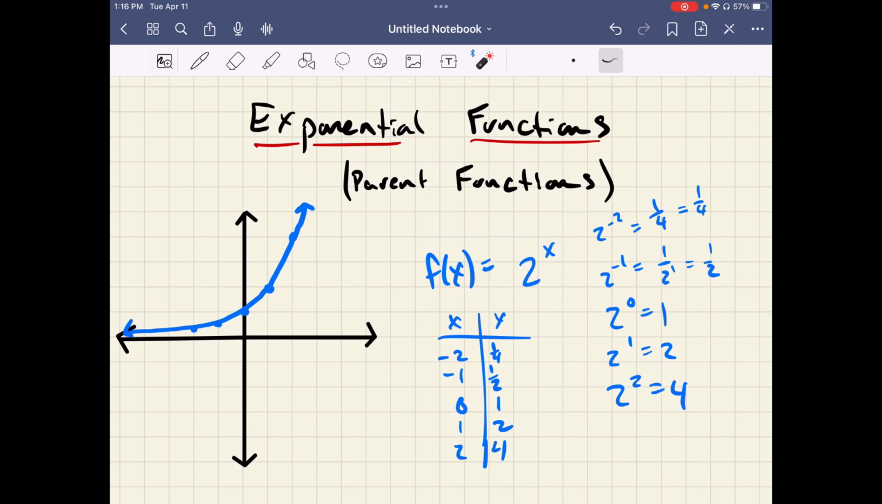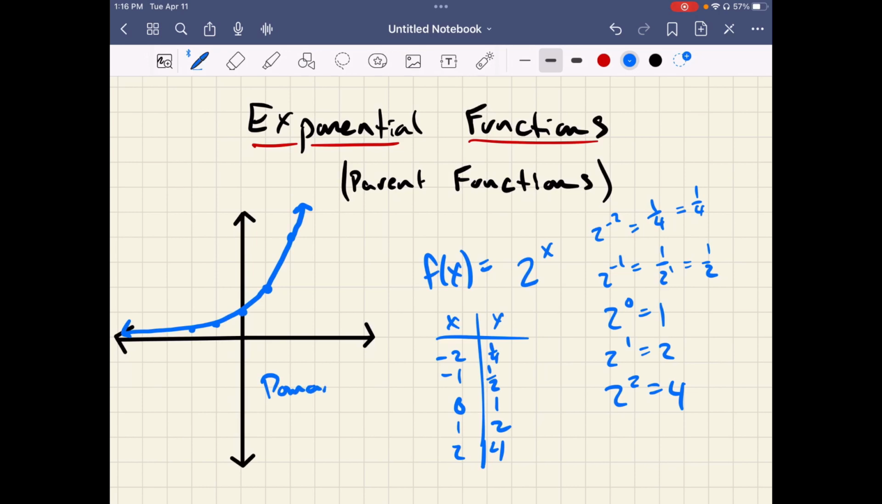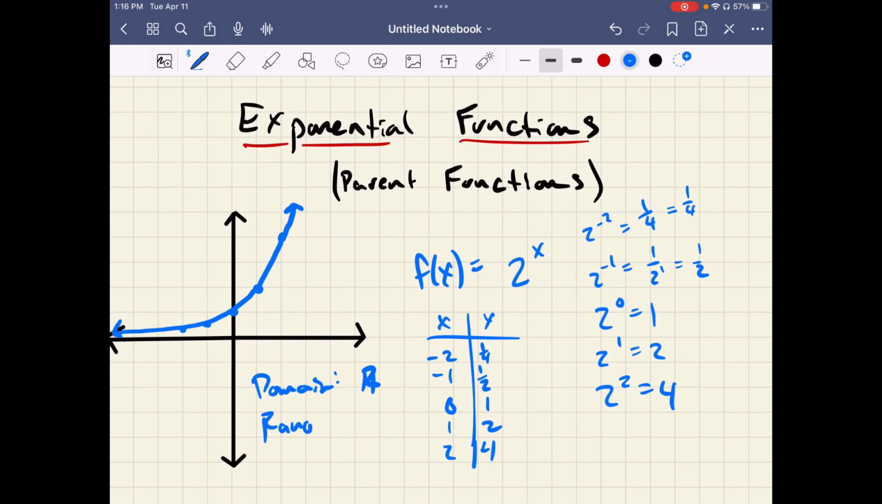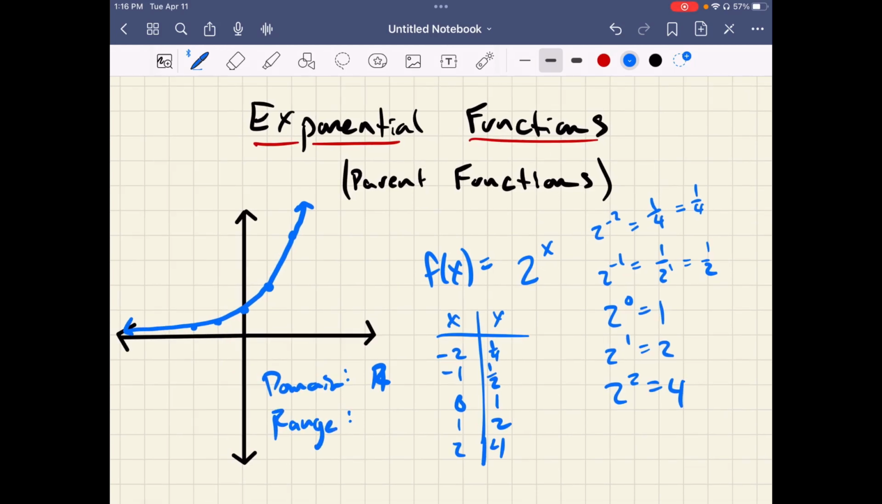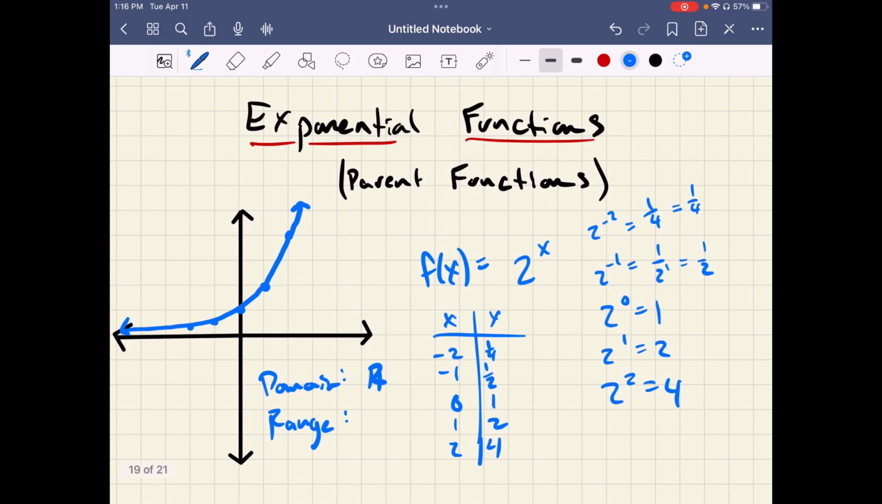So if we talk about what the domain of this thing is going to be, my domain would be all real numbers, because x could go infinitely to negative infinity, and it could go infinitely towards positive infinity. And then my range is going to be a little bit different. If you'll notice, I'm never going to go below the x-axis, which means my range, my y values, have to be larger than 0, okay? So again, this is our parent function f of x equals 2 to the x.